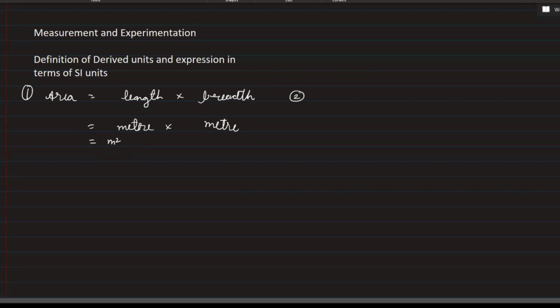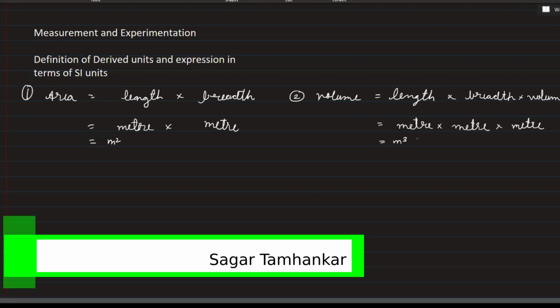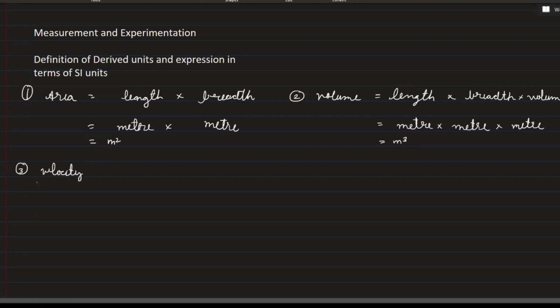The second one, if we talk about volume, volume is length into breadth into height. And that will be meter into meter into meter, so that will be meter cubed. Next, we can talk about velocity. This is the same for speed. It is distance traveled upon time. So this is the definition. Distance is measured in meter and time is measured in second. So this is meter per second.